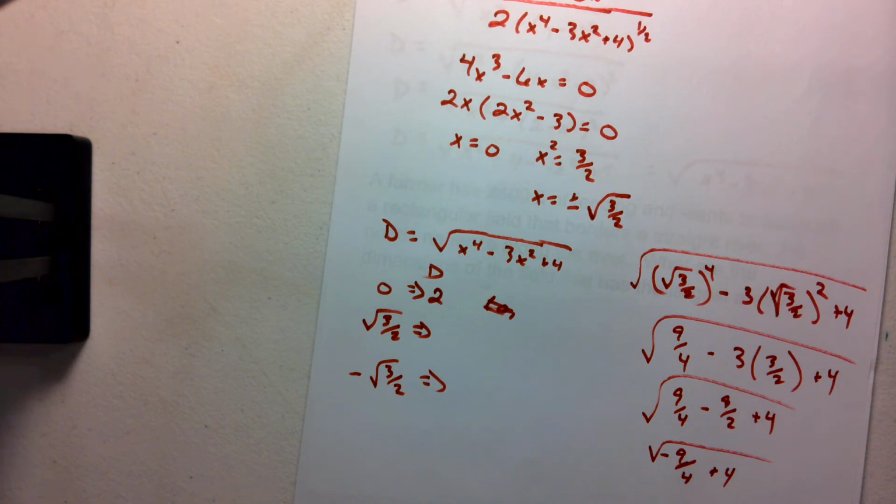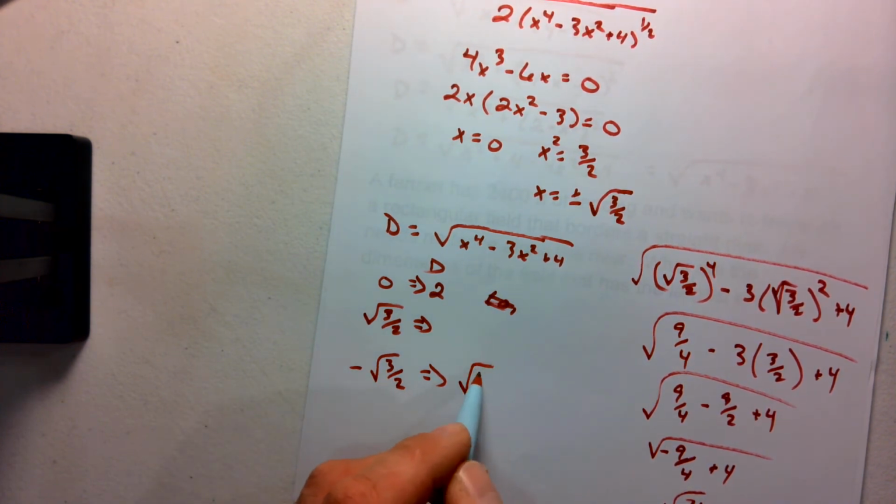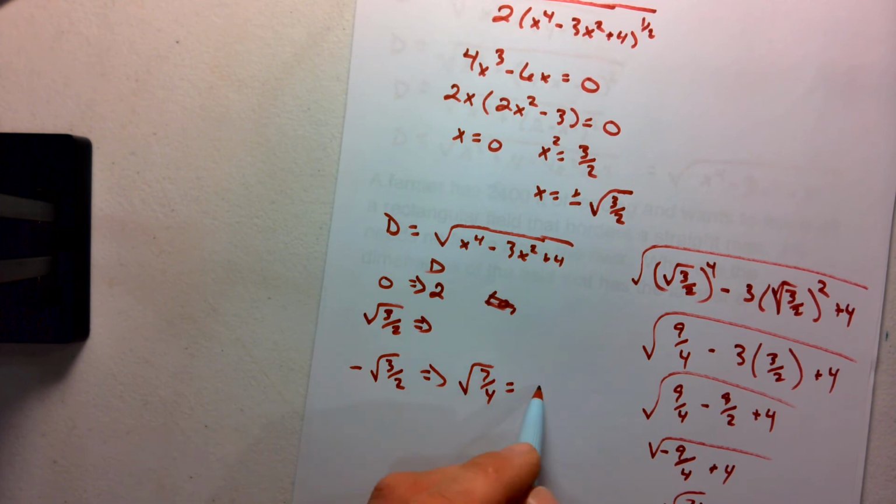9/4 minus 9 halves. Yeah, I was right, negative 9/4. And to that I'm going to add 4, it just didn't look right to me. Alright, and that's going to equal the square root of 7/4. So if I have the square root of 7/4, that gives me the square root of 7 over 2.